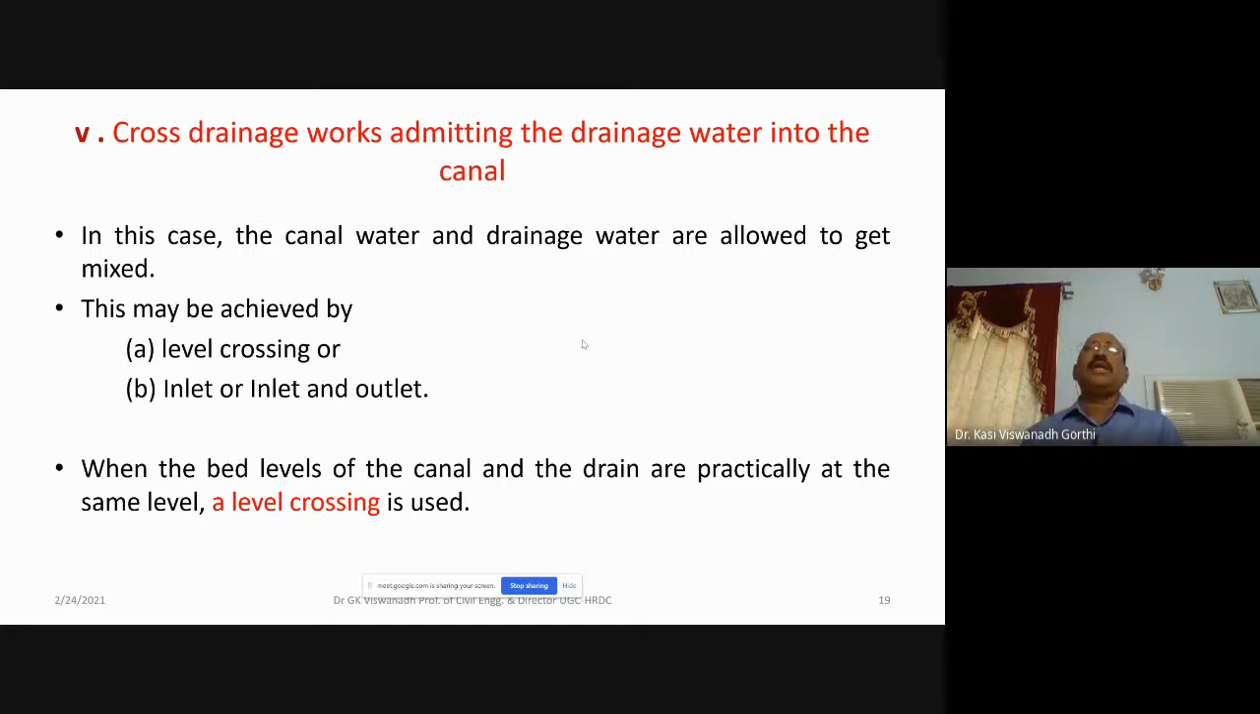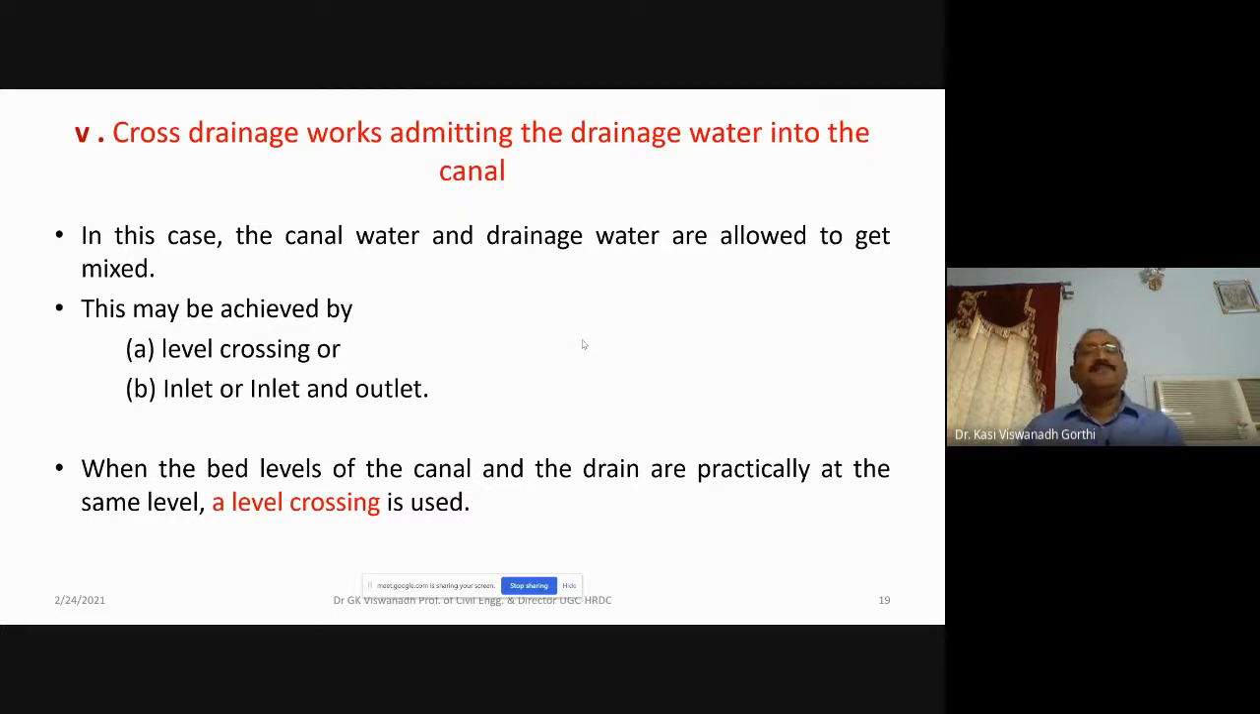In the earlier four cases, we are not allowing the river water to join with the canal water or vice versa. We are not allowing. Both are taken separate, like a separate trough, as if the road is crossing a canal and so on.